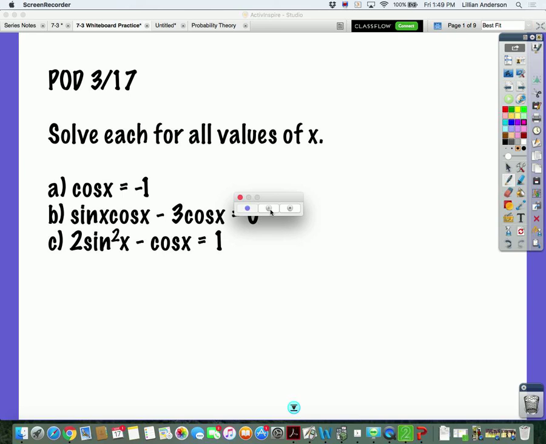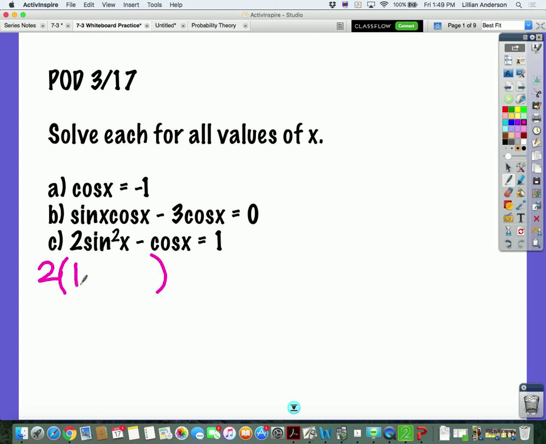Close. It is 1 cosine squared x, but it's not a plus. It's a minus. Yes, you can rewrite sine squared x as 1 minus cosine squared x using the identities. Identities can be used in solving these problems. Okay? And so now you'll have all the same trig function.